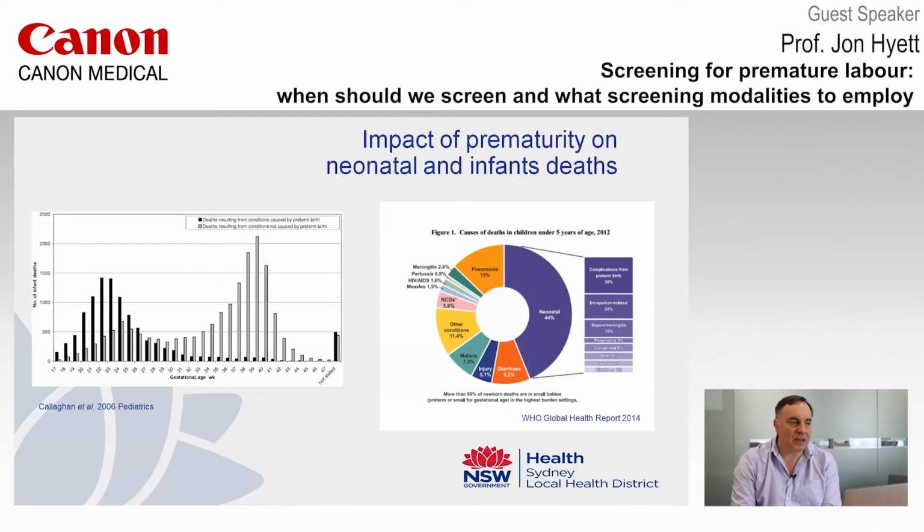So you can see here on the left-hand side, the black bars represent deaths related to prematurity, and then the greyer bars represent deaths for other causes in infancy. And so you can see that the early deaths particularly are those that are related to prematurity. On the right-hand side, this just looks at deaths before the age of 5. And again, you can see that about 40% of those worldwide are actually related to prematurity.